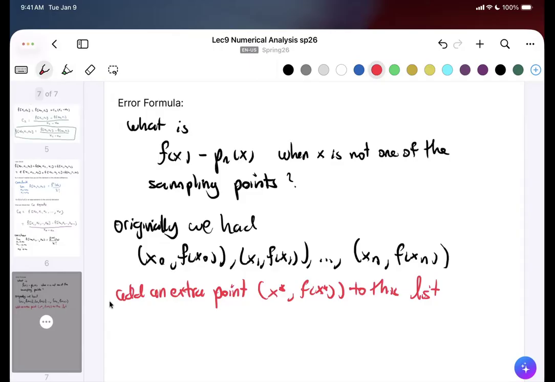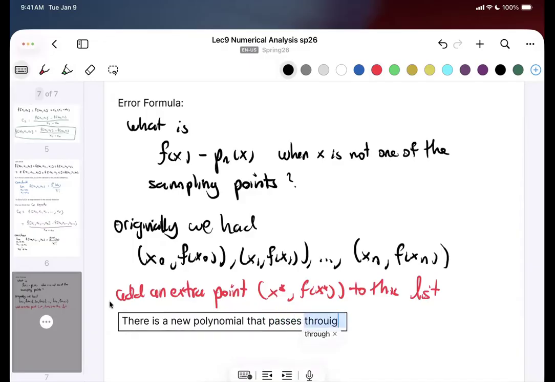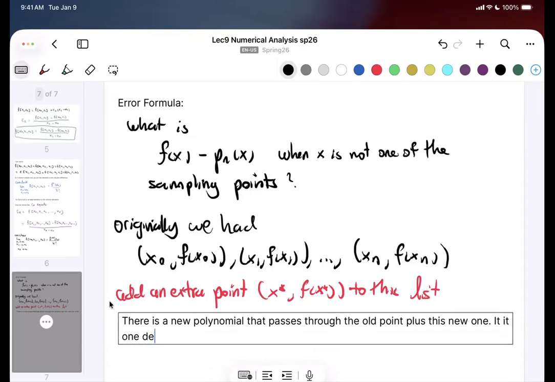Right? Because now you have an extra point. Now there is a polynomial of one degree higher that passes through the previous points together with the new one. So there's a new polynomial that passes through the original points, the old points, plus this new one. It has one degree higher.